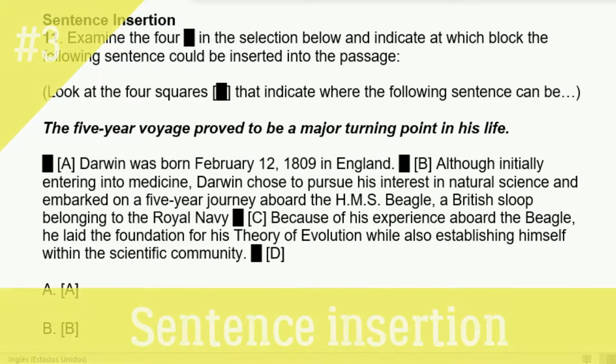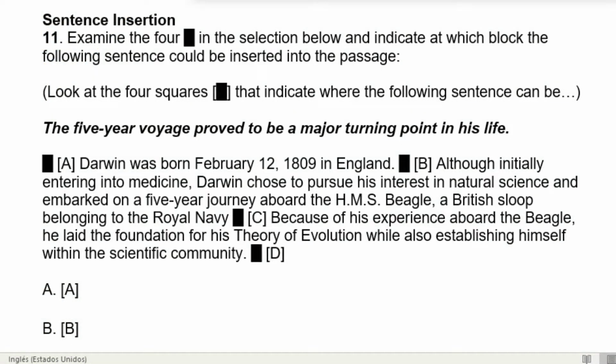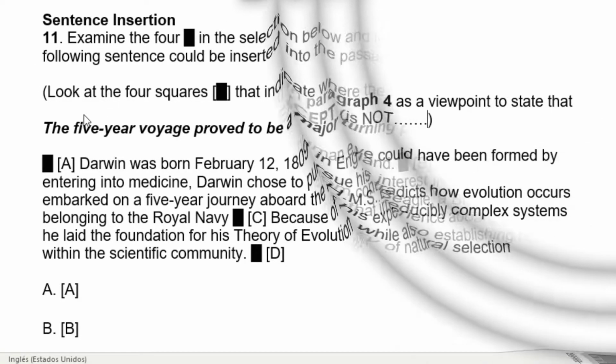Next, there is sentence insertion. This is the easiest one to recognize because you can see the squares in the question. You will examine the first squares or look at the first square.